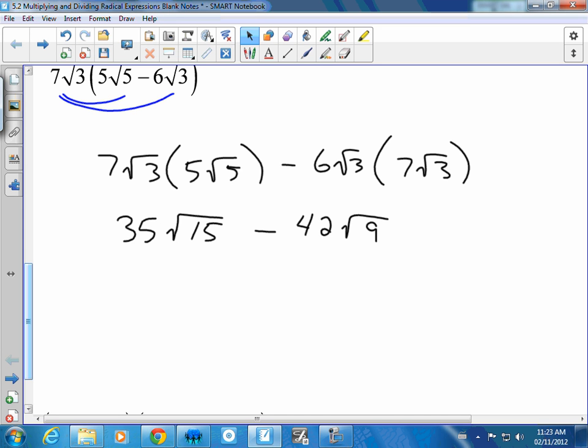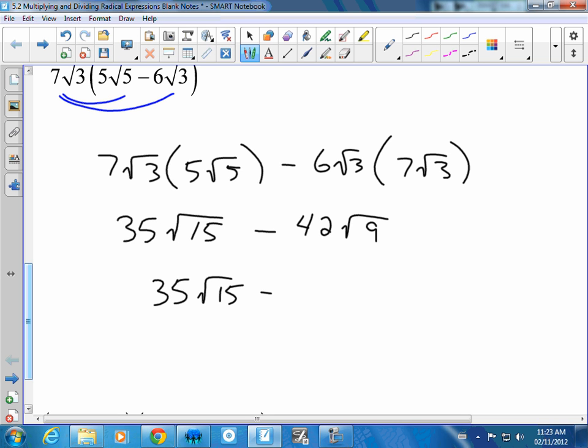Are you done? Should you simplify? Always. Now, is 15 going to break down, guys? No, it's 3 and 5 and 1 and 15. None of those are square roots. So that part alone itself, the 35 root of 15, that's as simplified as you can get.